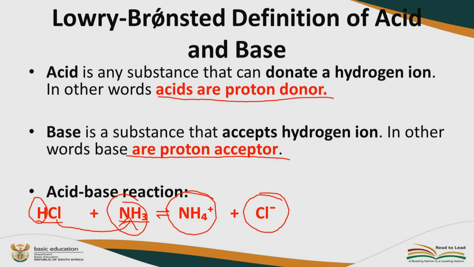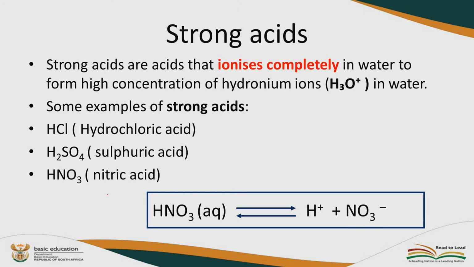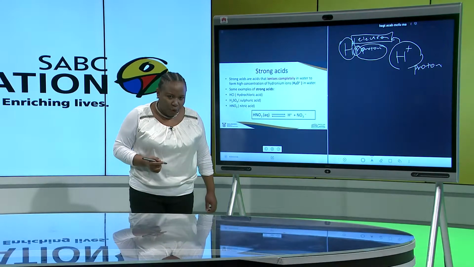Therefore, we can conclude to say hydrochloric acid is an acid because it was able to donate a hydrogen ion to ammonia, which is a base. So hydrochloric acid is a proton donor, whereas ammonia is a proton acceptor. So this is according to the definitions that we get from Lowry's theory.